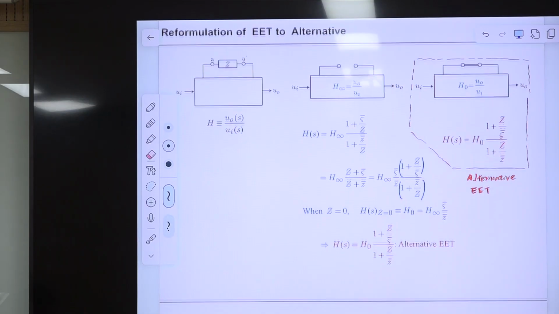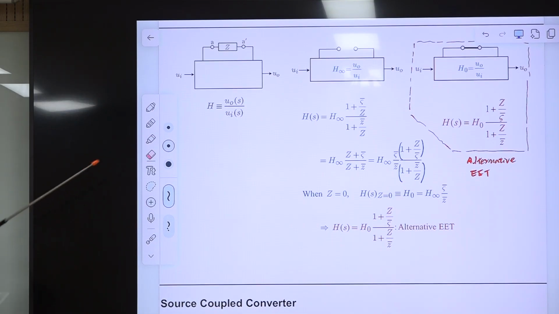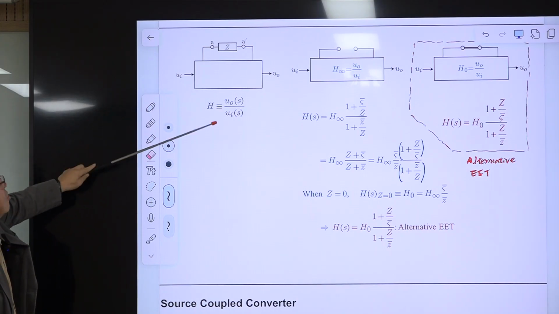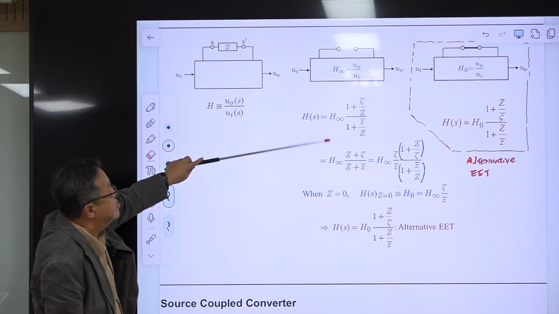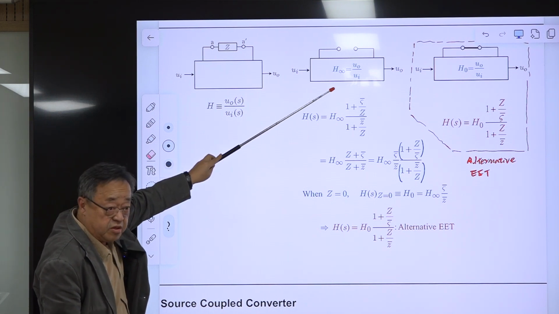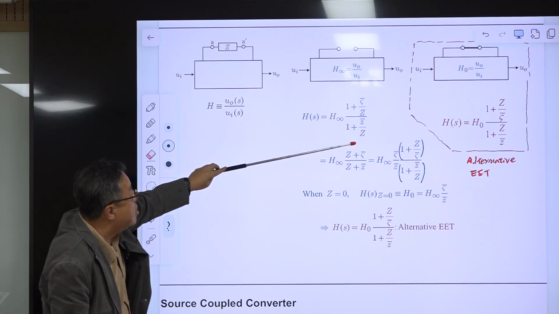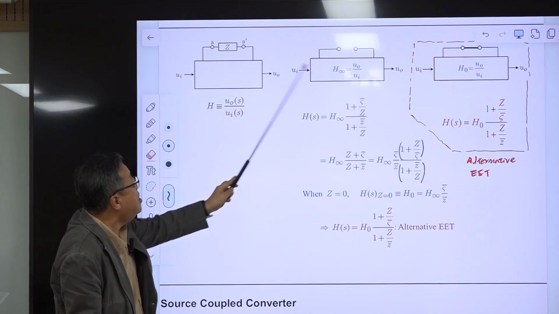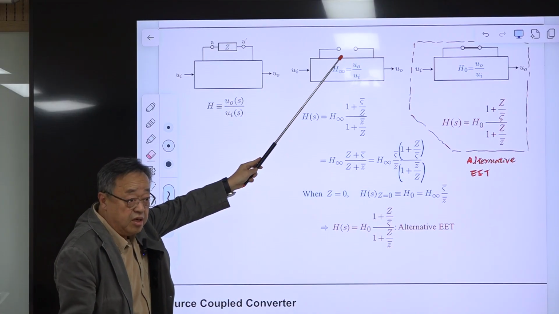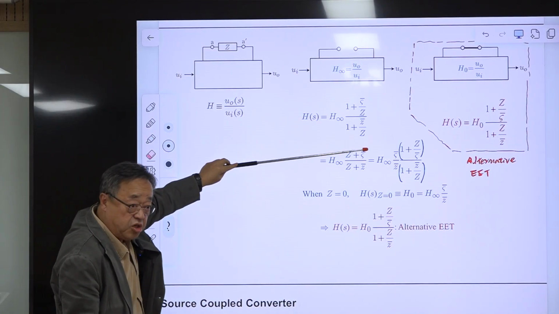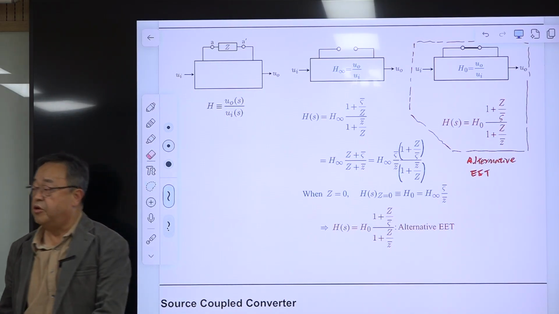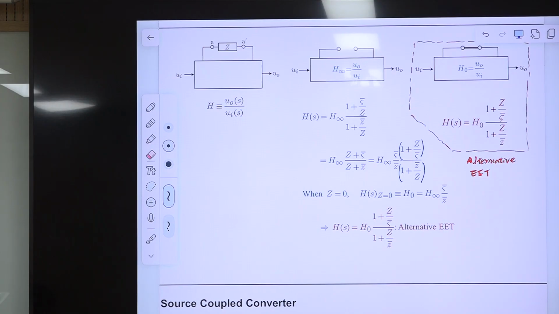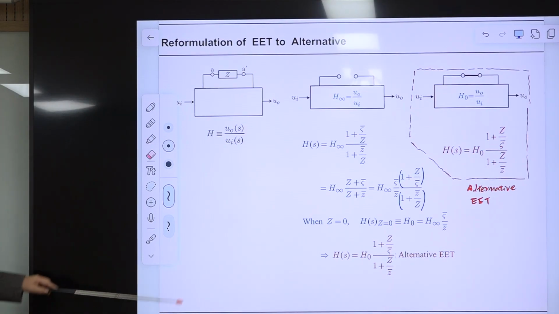Okay. So this is the original one, and this is the open circuit case. Here we assume this is infinity, so this is the open. At that time, this is the equation. We proved this. This is true. This is the first EET, the original EET, and you modify this.